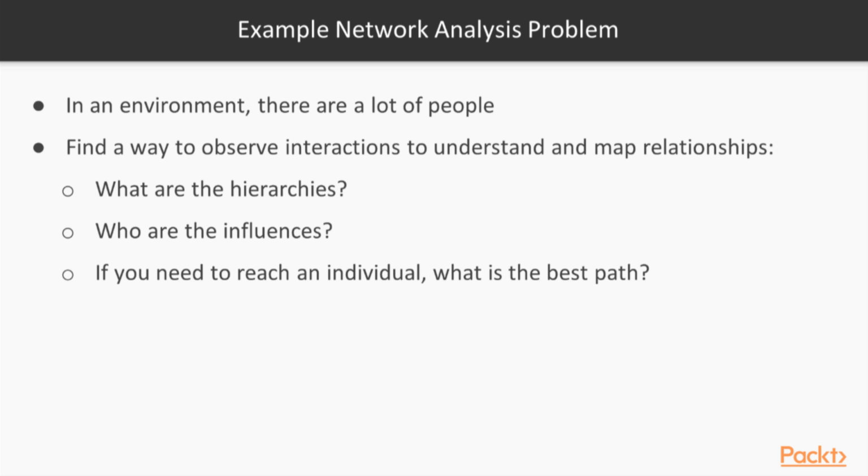Similarly, we want to know who has the ability to influence others. If we want something to spread and we want to know how to get a message across, the easiest thing that we can do in an environment is to target those influencers that can then extend out and reach other people. And then, if you want to reach a very specific individual and get some communicated message to that person, what's the appropriate path? So how can you identify a communication flow from one person to another if you have to get a very specific message across?